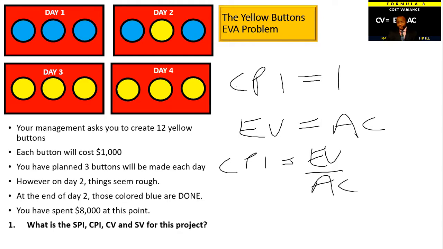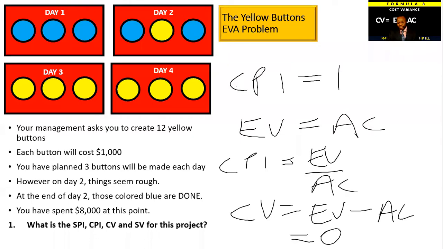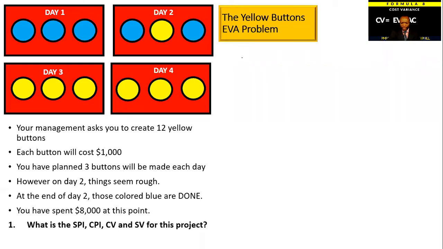Okay? And if they're equal, that means CV equals EV minus AC. So if it's 0, it means they're equal. You get what I mean? So if cost variance is 0, that means CPI has got to be 1. In the same token, we can do the same for the SPI and the SV.